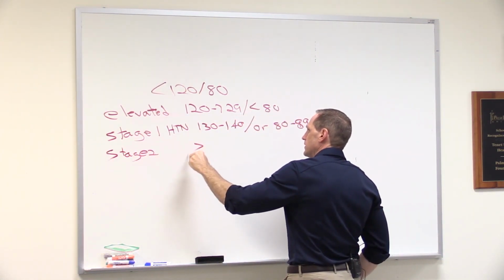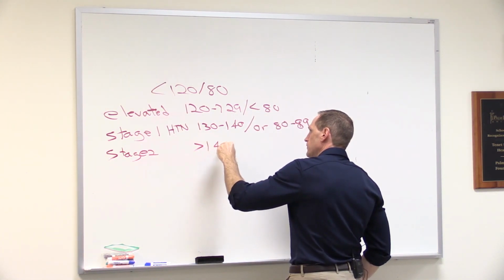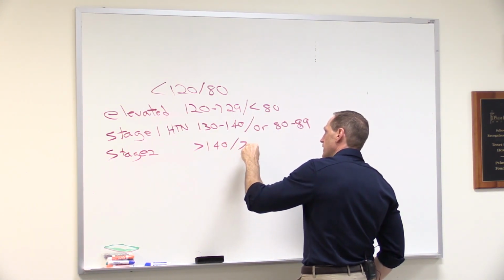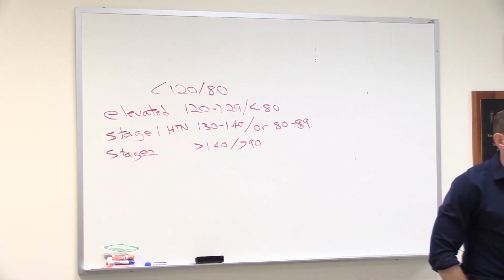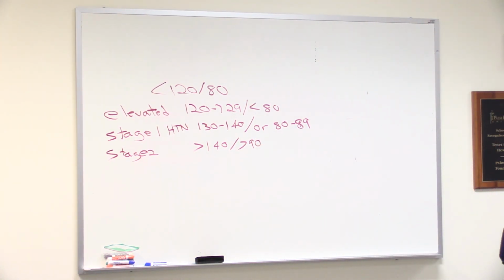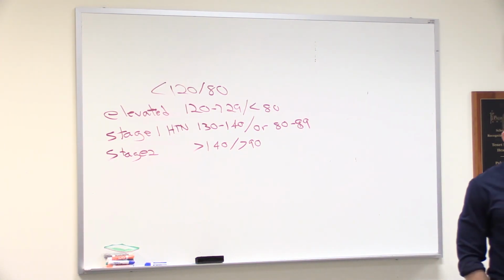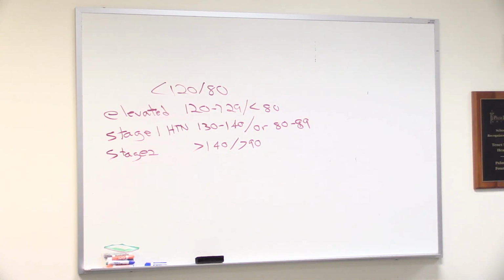Now, stage 2 is anything greater than 140 over greater than 90. And again, in the old days, we used to call that stage 1. And then once a person got up above 160 systolic, we would call that stage 2. So it's a little bit different now than it used to be.